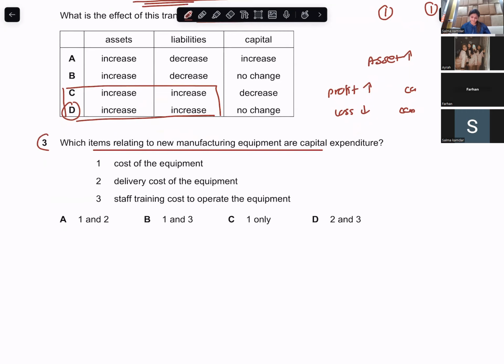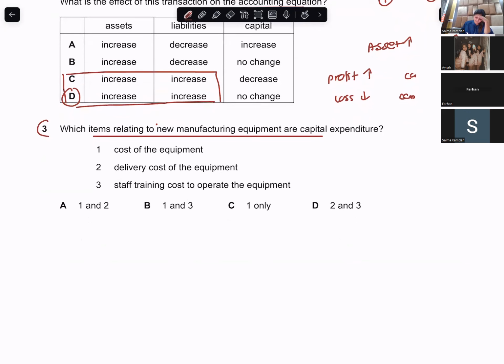Come on, tell me. Miss, I think it's going to be the cost of the equipment, and staff training cost to operate the equipment. What is capital expenditure? Can you please explain to me? Miss, I think capital expenditure is related to non-trading activities?